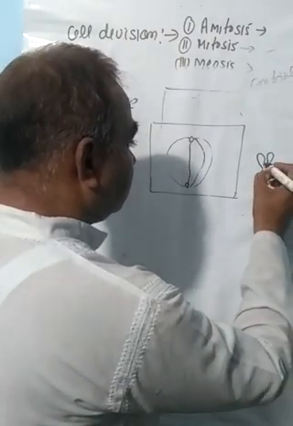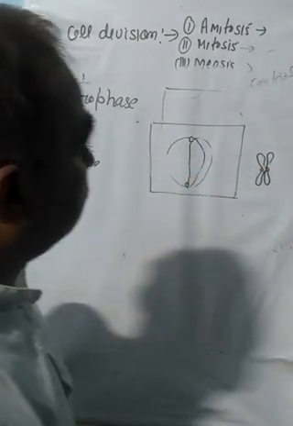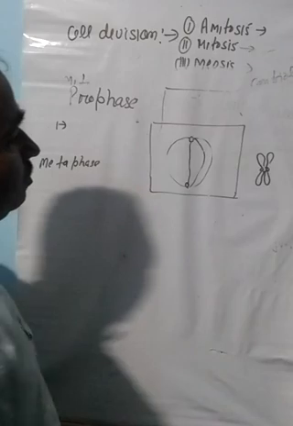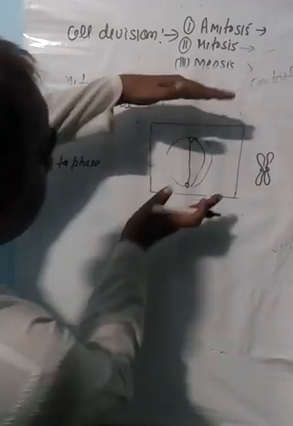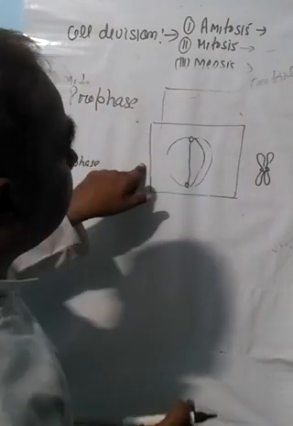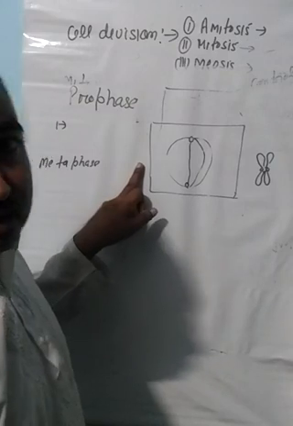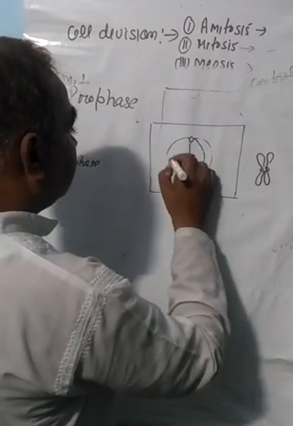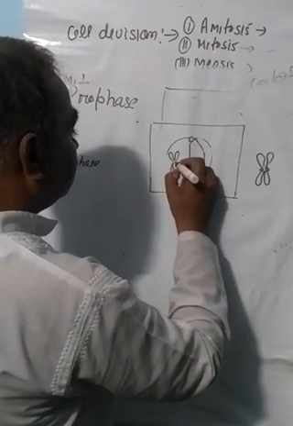and this is the kinetochore, this is the kinetochore. They are arranged in between the two poles, or in the mid-plane, and metaphase plate formation takes place.